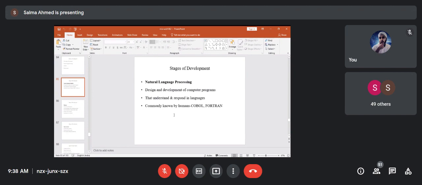So we're using terms like find, we're using terms like floor, we are using terms like where. So these are syntax that we use, common language that is generally used by human beings.